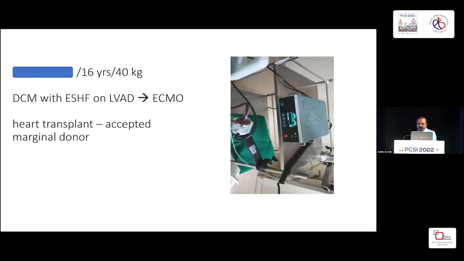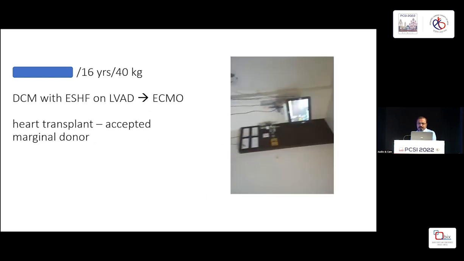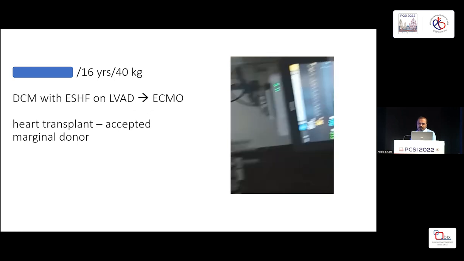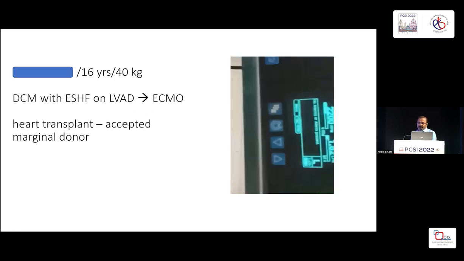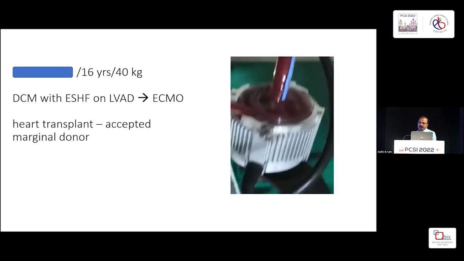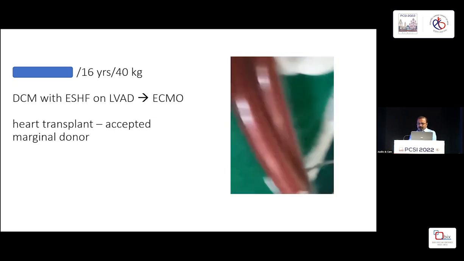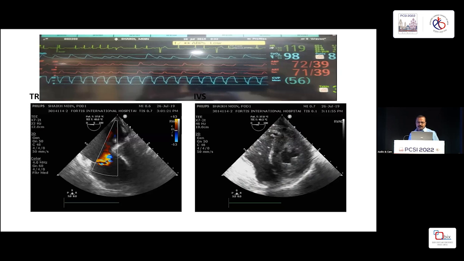But one fine evening, he had a significant RV dysfunction, so we had to convert the LVAD into the ECMO. So he was put on the ECMO and waiting for the heart transplantation. As he was waiting for almost 15 to 20 days, we accepted a marginal donor for him. And after heart transplantation, for 6 to 7 hours, he was doing well. After 8 hours, he started throwing atrial arrhythmias.